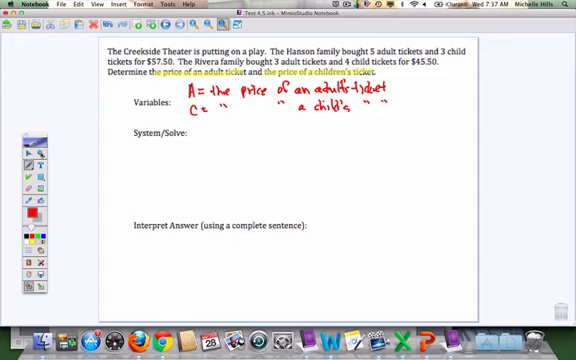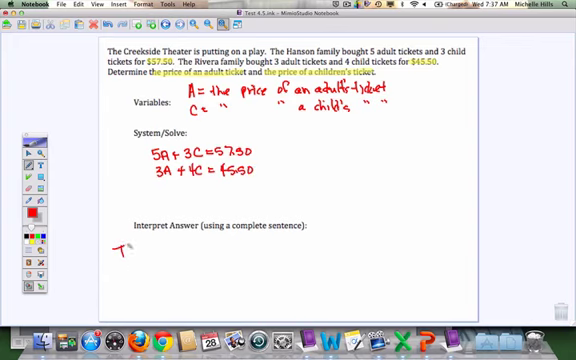Again, looking for two total amounts. In this case, it's not how many tickets they sold. It's the fact that two different families went. One spent a total of $57.50. The other one spent a total of $45.50. So how did they get the $57.50? Well, they bought 5 adult tickets and 3 children's tickets, and they spent $57.50. The second family bought 3 adult tickets and 4 children's tickets to get a total of $45.50.